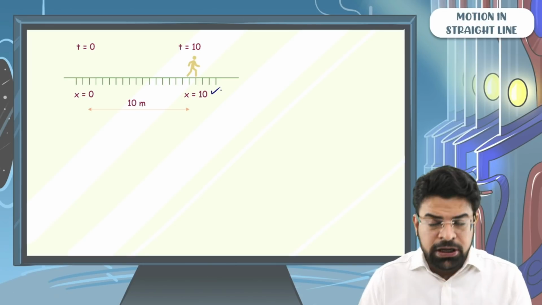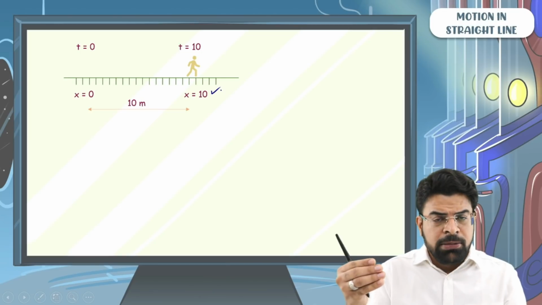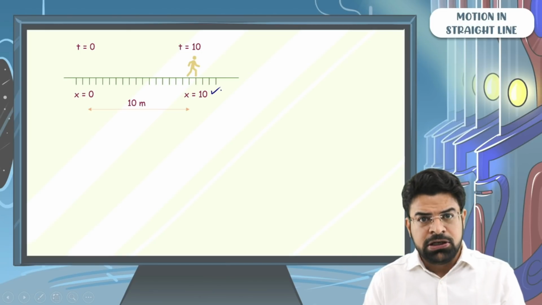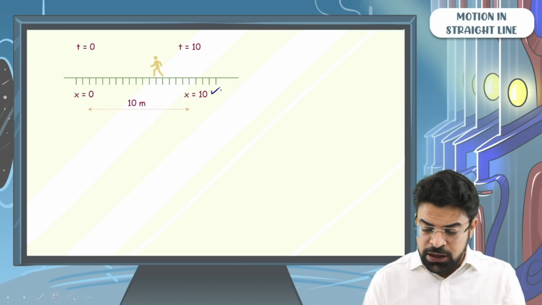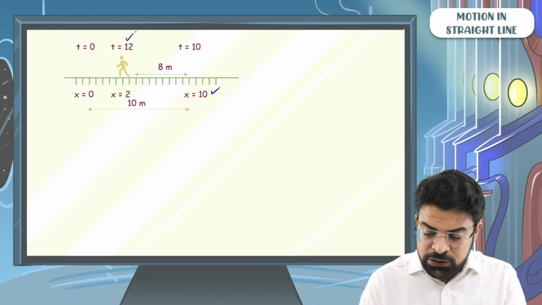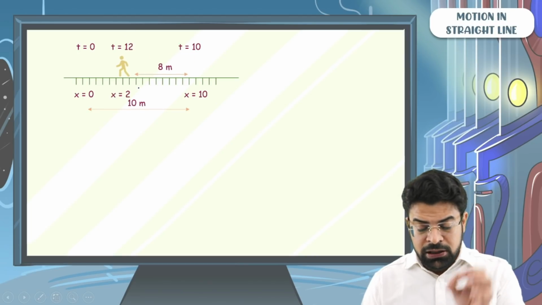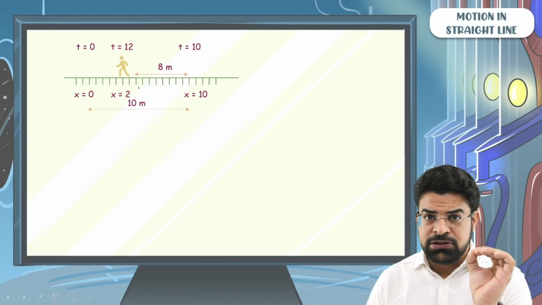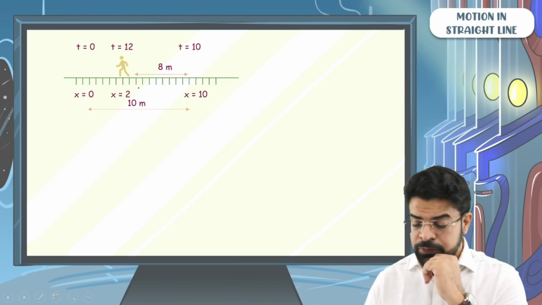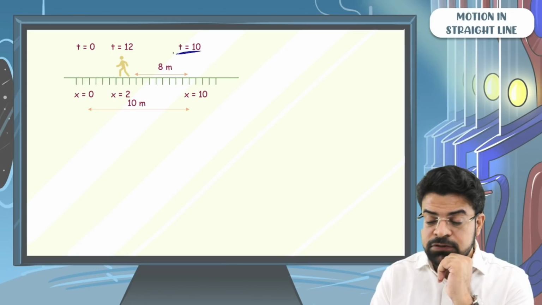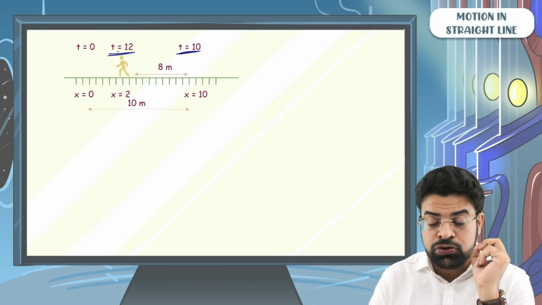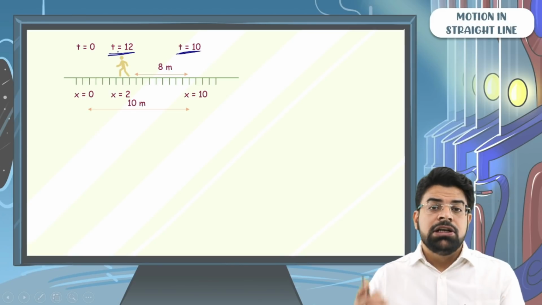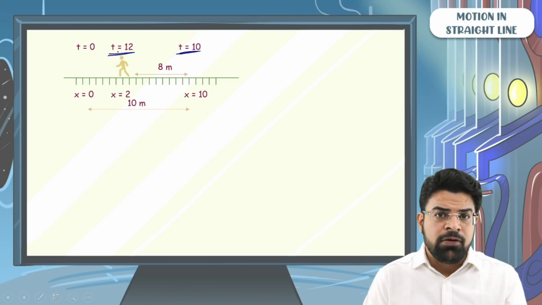Now let's say this person does not stop here. From x equals 10, the person now starts moving in the backward direction. And this same person is found at time equals 12 at x equals 2. This means that in the first 10 seconds, the person has moved 10 meters forward. And in the next 2 seconds, that is from time equals 10 to time equals 12, the person has moved 8 meters backwards.